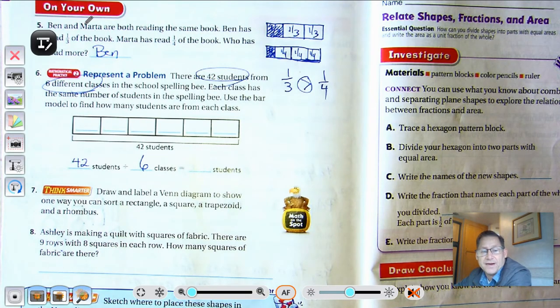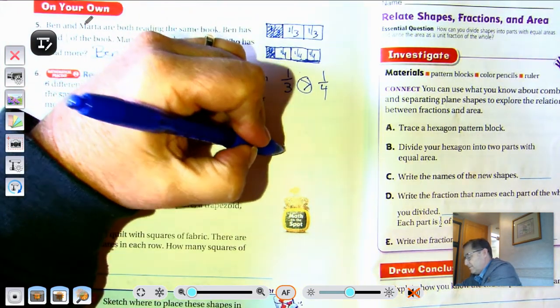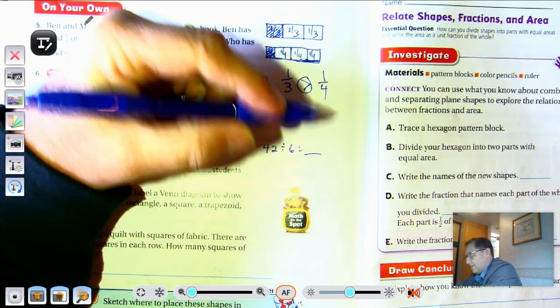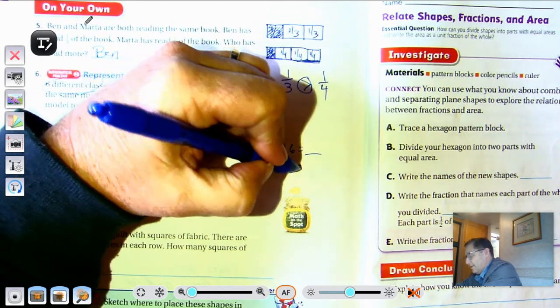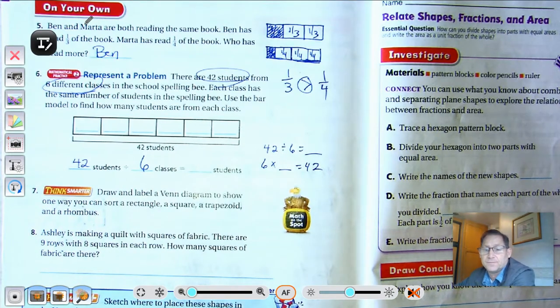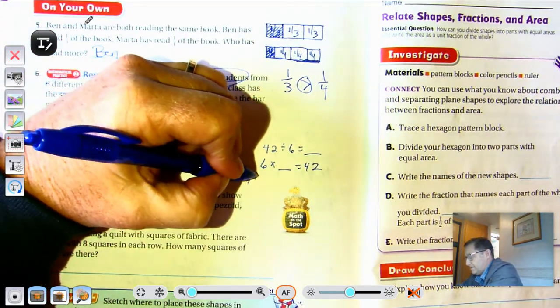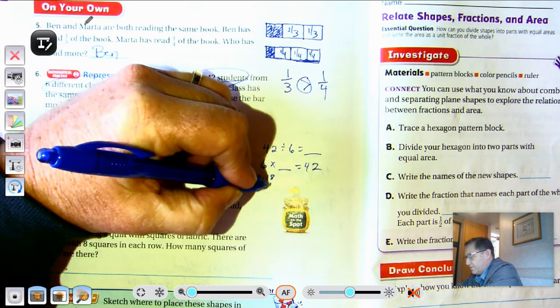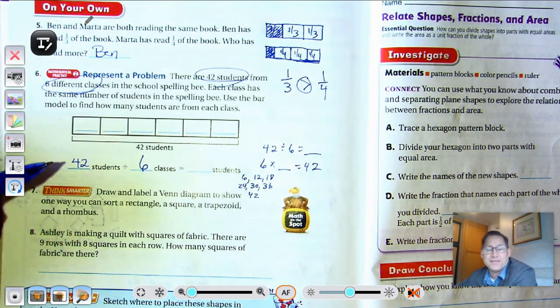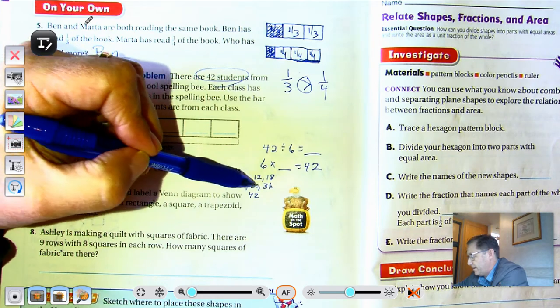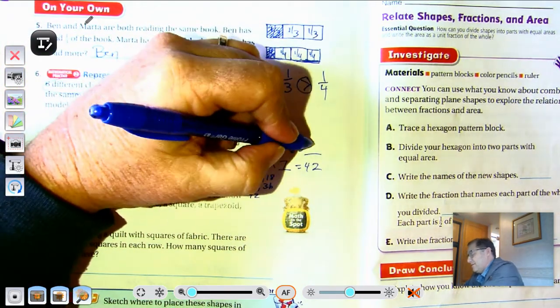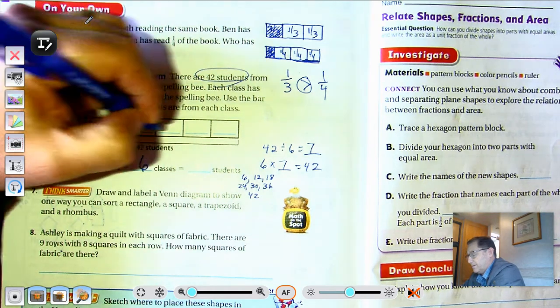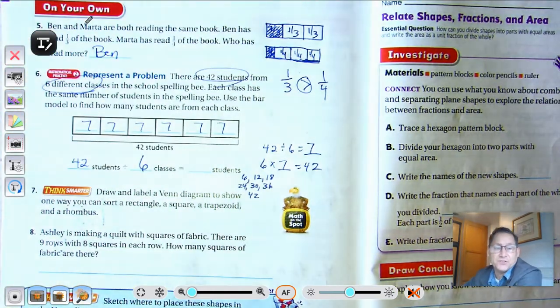So we have 42 divided by 6 is how many students? Well, 42 divided by 6 equals what? It's the same as saying 6 times what is 42. Okay, well, I can skip count 6, 12, 18, 24, 30, 36, 42. How many sixes did I count? 1, 2, 3, 4, 5, 6, 7. 6 times 7 is 42. So each class has 7 students in the spelling bee.